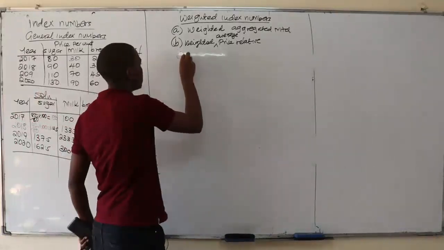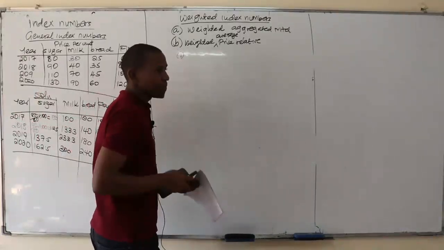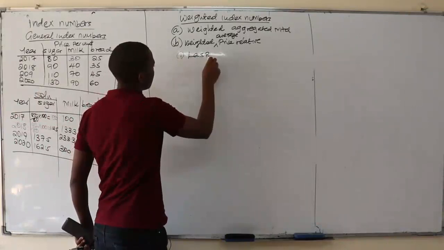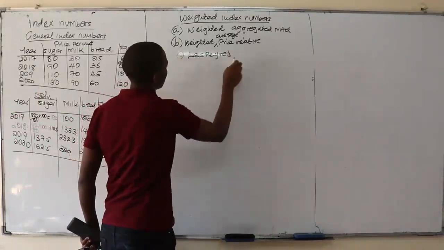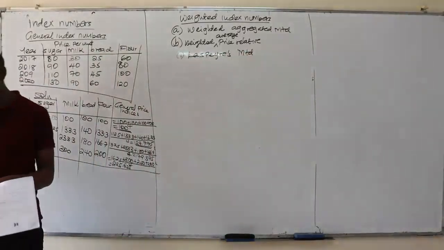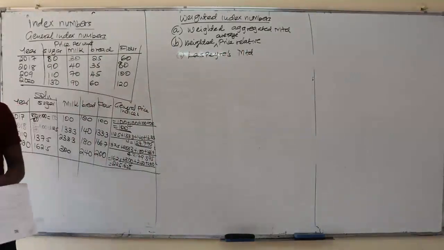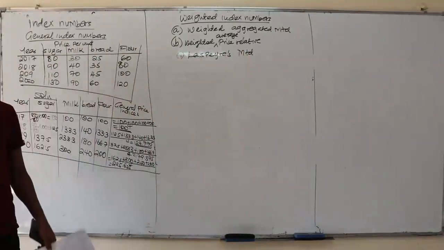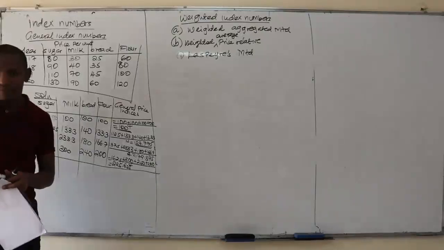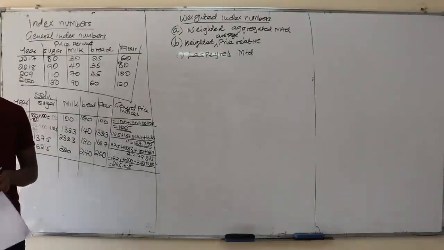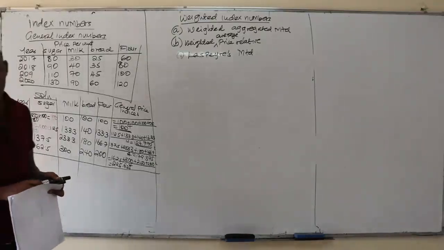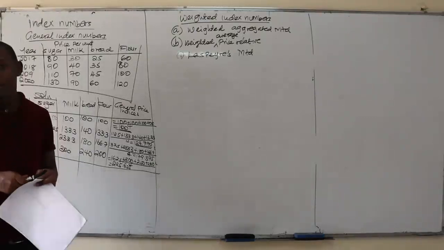Now, Roman 1, we have what we call the Laspeyres price index, the Laspeyres method. Let's begin with that. Say this method uses the base period values as the weights.